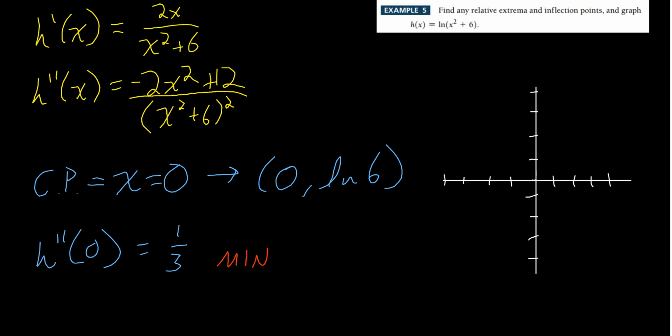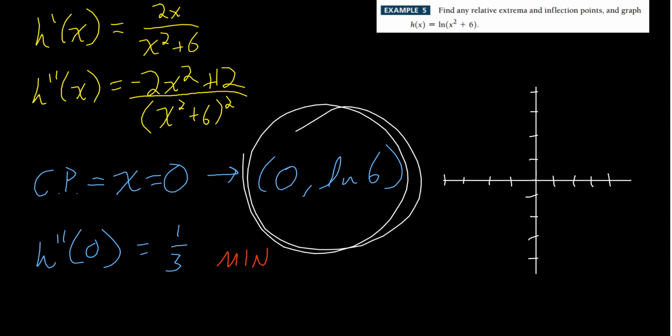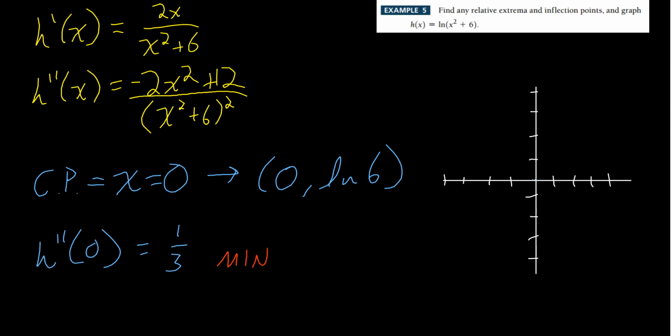Okay, so the natural log of 6. So this is my critical point, and 0, the natural log of 6, is about 1.8. So we're going to go up here to 0 and 1.8. So about right here, maybe. Okay, all right. So I know that's a minimum. So I know that's going to be shooting up this way somehow. Okay. Well, that's really it. There's nothing else that we need to do about this.